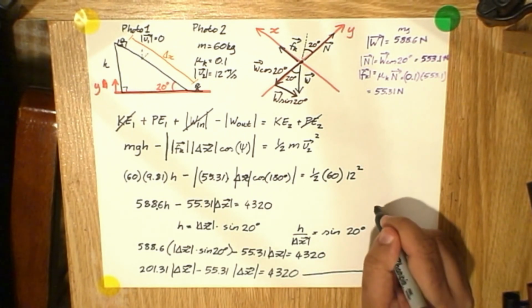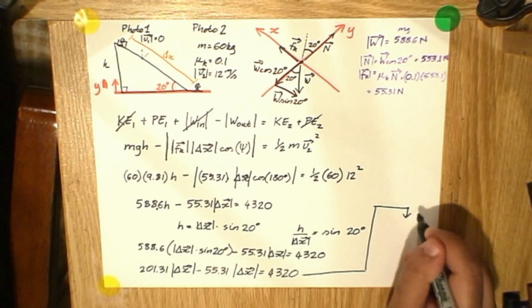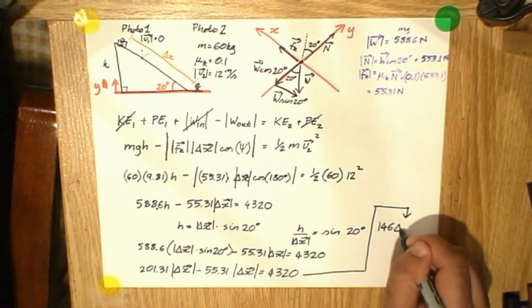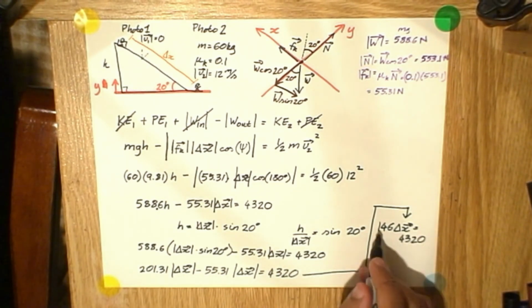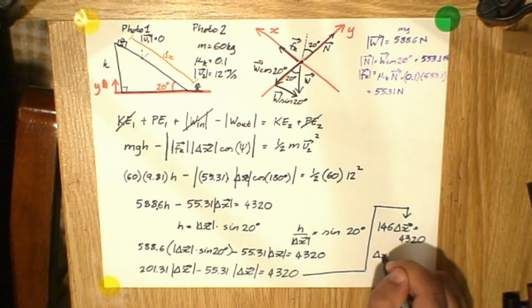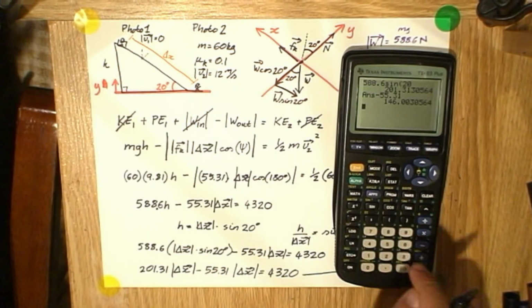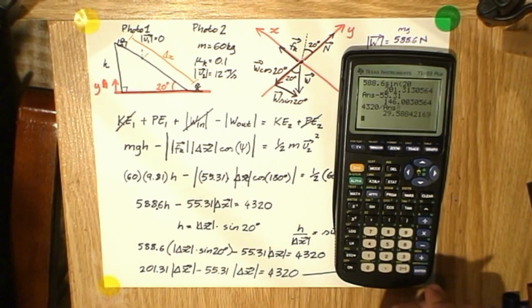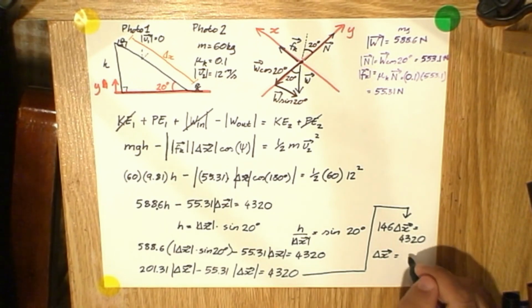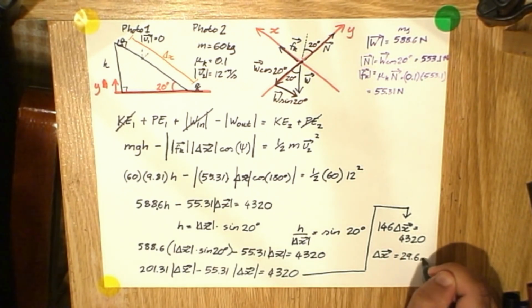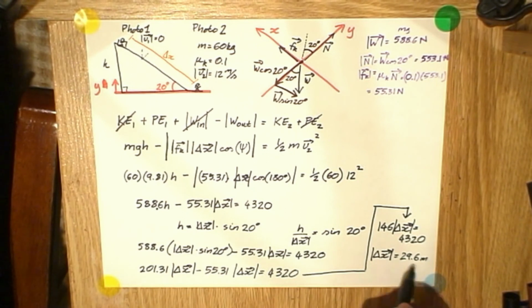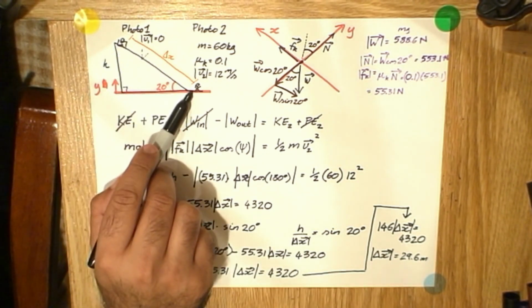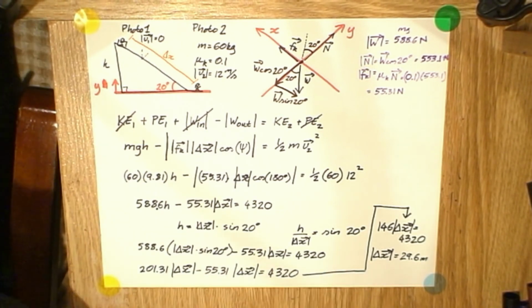So as we wrap this up, we have 146 delta x equals 4320. And dividing both sides by 146, we get delta x is equal to 29.588, about 29.6. So this is the displacement of our character as they travel down the hill, 29.6 meters.